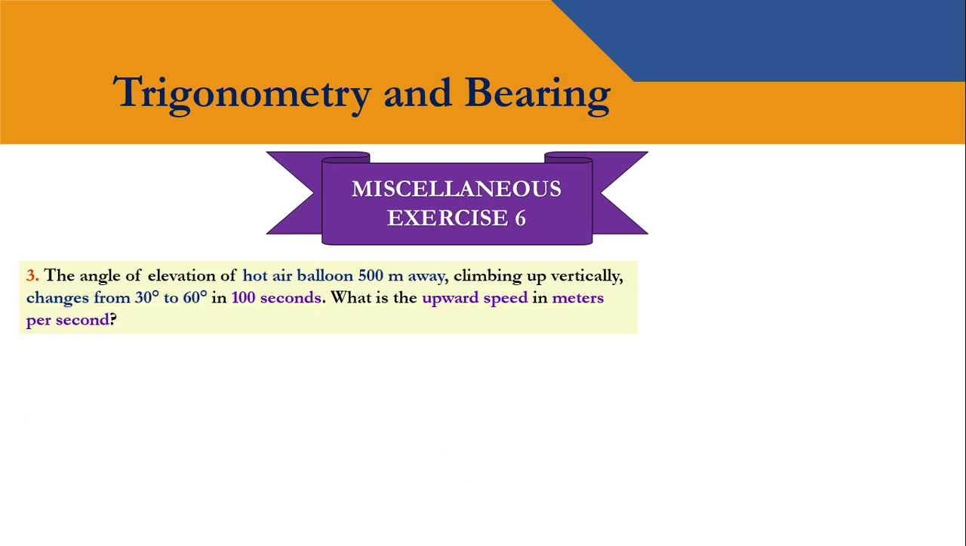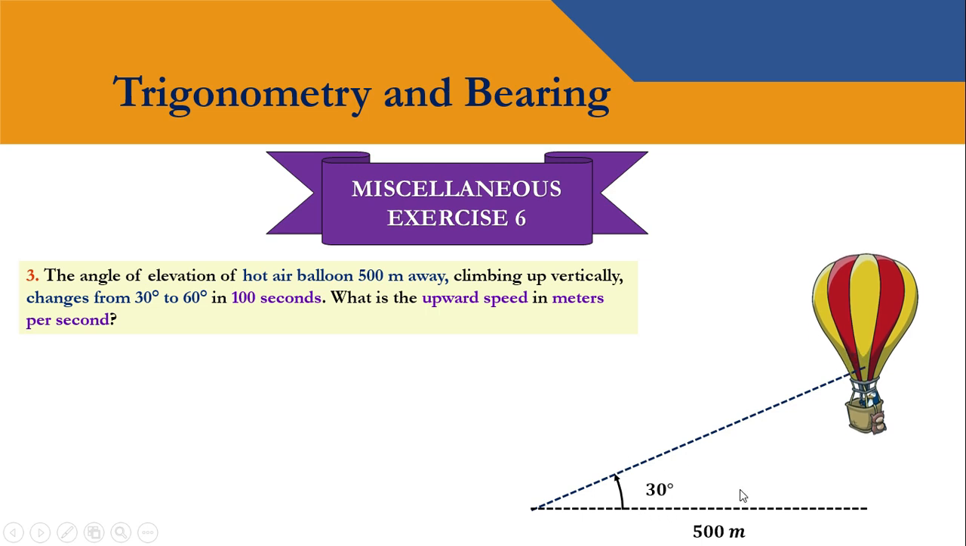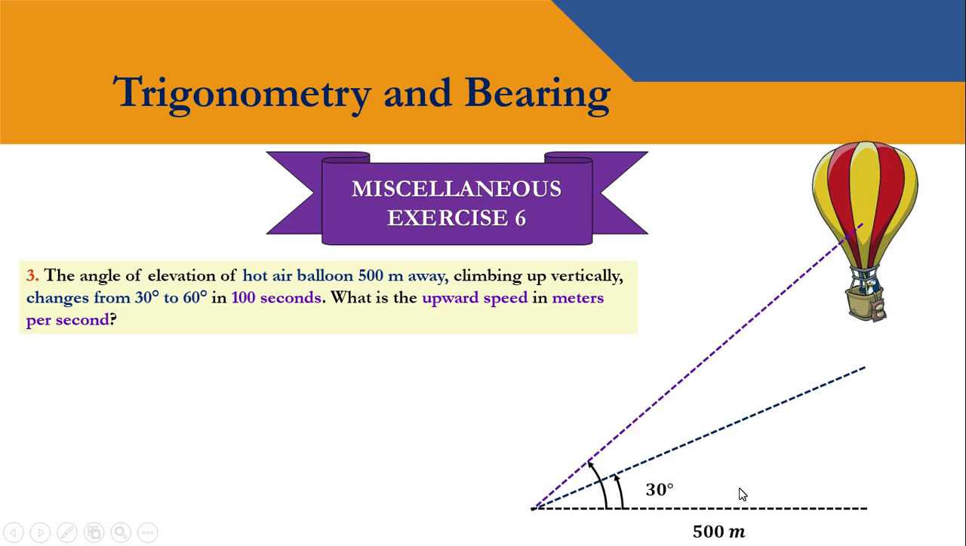Now moving toward the third question. The angle of elevation of a hot air balloon 500 meter away climbing up vertically changes from 30 degree to 60 degree in 100 seconds. So here is a balloon which is 500 meter away from the point from where the angle of elevation is 30 degree. This angle of elevation changes to 60 degree as the balloon moves upward in 100 seconds.